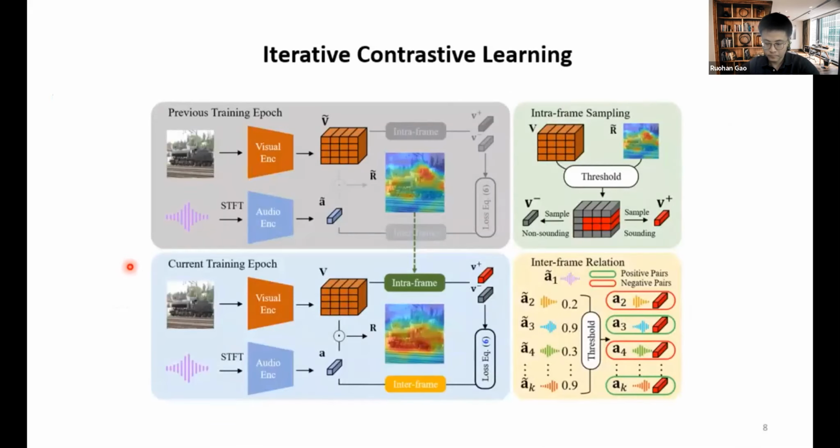And that is our training pipeline. In the current training epoch, we take the result from the previous training epoch. And there are two modules. The first one is our proposed intra-frame sampling module, and the second one is the inter-frame relation module. In the intra-frame sampling module, we sample a pseudo non-sounding region and a sounding region. And in the inter-frame relationship, we use audio relationship to determine which pairs are positive pairs and which pairs are negative pairs.